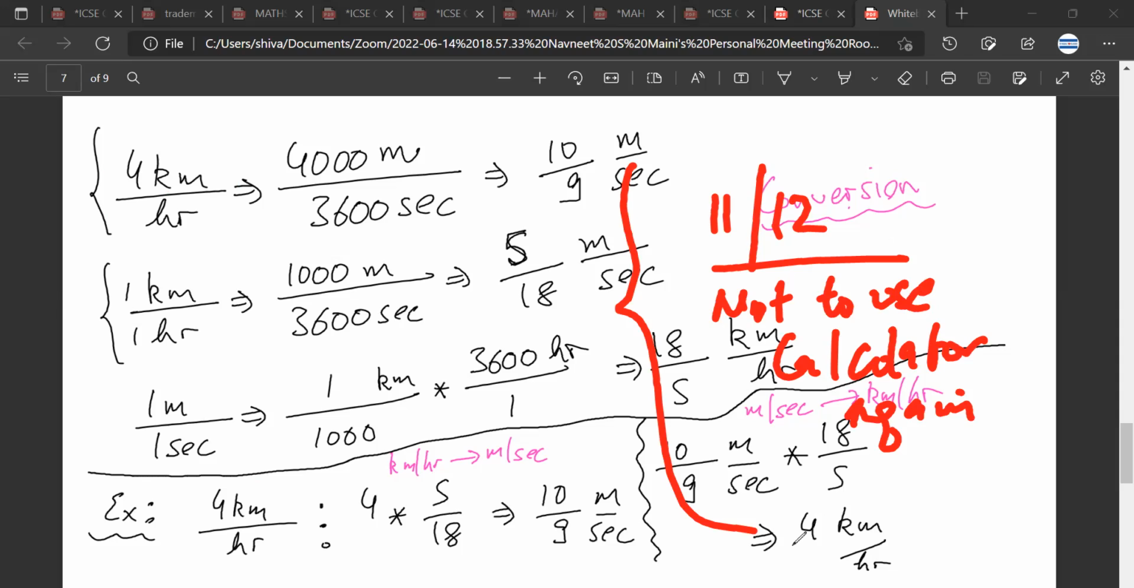Are we clear? So it is always preferable, especially if you don't have any plans to go abroad.